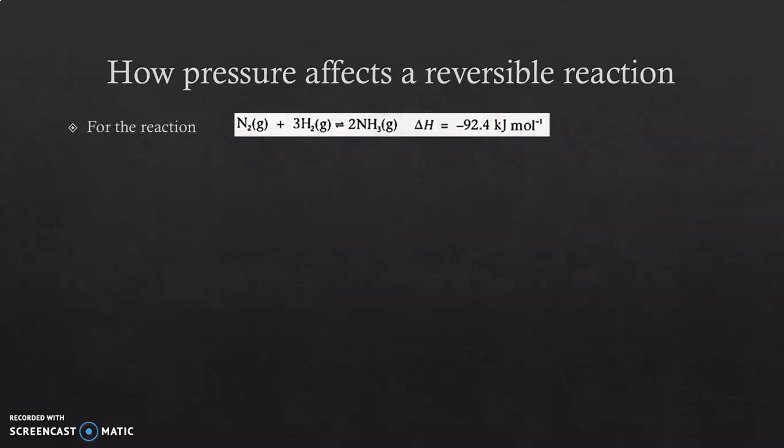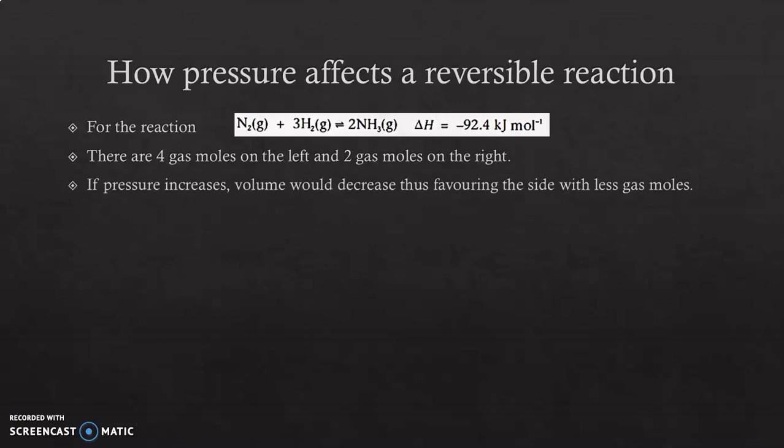Now, for the reaction N2 plus 3H2 forming 2NH3, there are 4 gas moles on the left and 2 gas moles on the right. Now, if pressure increases, volume would decrease, thus favoring the side with fewer gas moles. Hence, in this example, equilibrium will shift to the right, resulting in more products being formed.